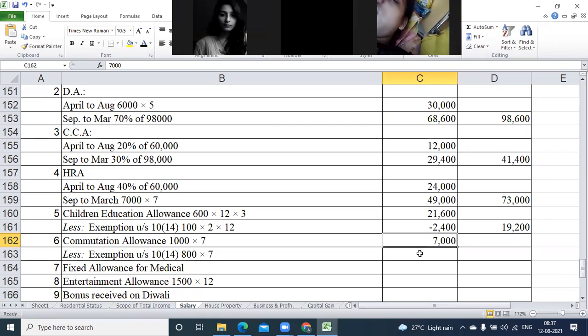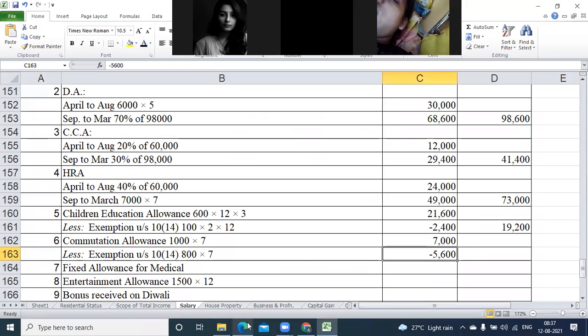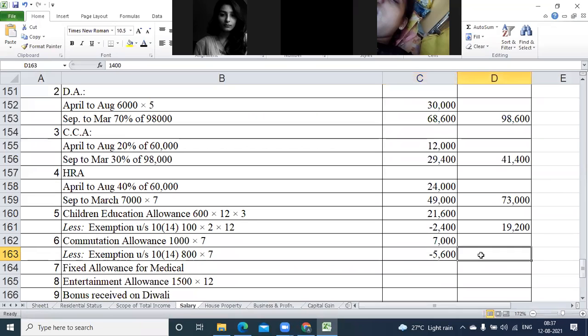Then exemption is how much? 5,600. Because they are stating 800 per month, again for 7 months. It will be 5,600. What is the taxable amount? 1,400.